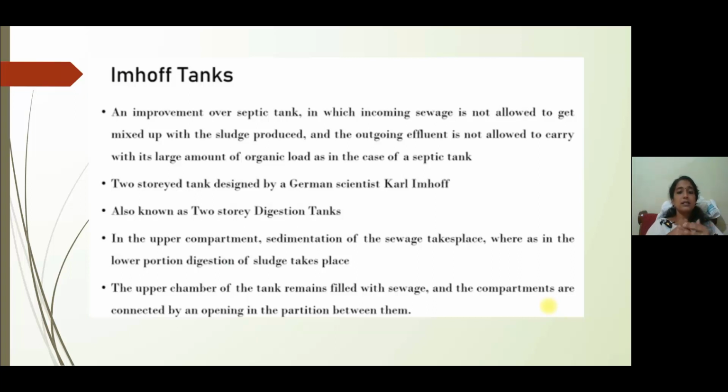This is constructed as a two-storied digestion tank and a sedimentation tank. It was designed by the German scientist Karl Imhoff. It is also known as a two-story digestion tank. In the upper compartment, sedimentation happens, and in the lower compartment, the digestion process happens. The upper chamber of the tank remains filled with the sewage, and the compartments are connected by an opening in the partition between them.